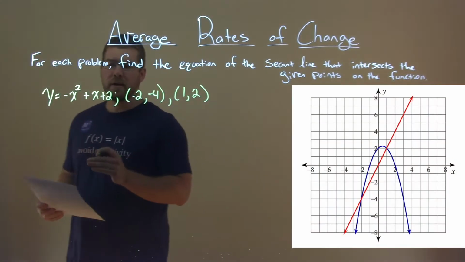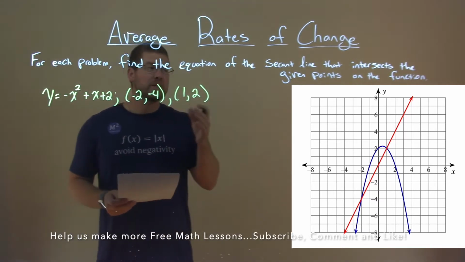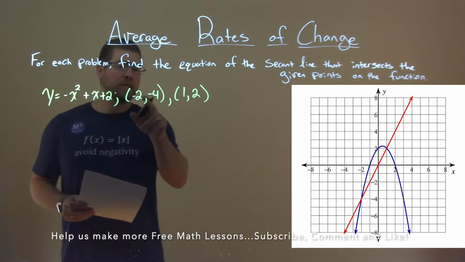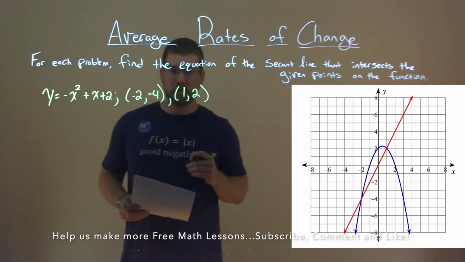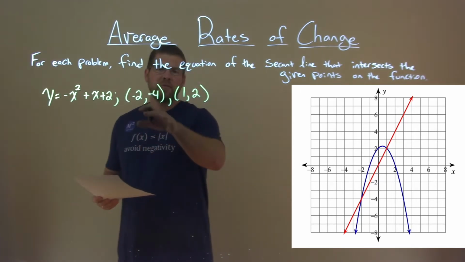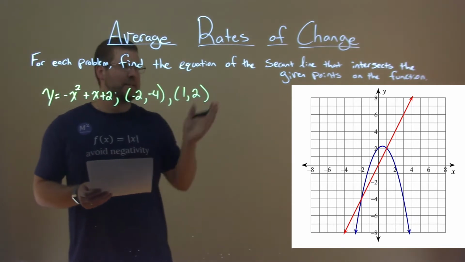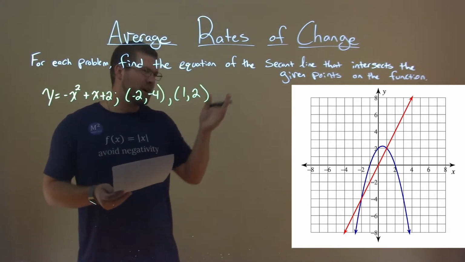We're given this problem right here, y equals negative x squared plus x plus 2, and we have to find the equation of the secant line over the points negative 2, negative 4, and 1 comma 2. Well, like any time we're finding a line with 2 points, we need to find the slope first. Now, we have our graph here, we can see the secant line there.